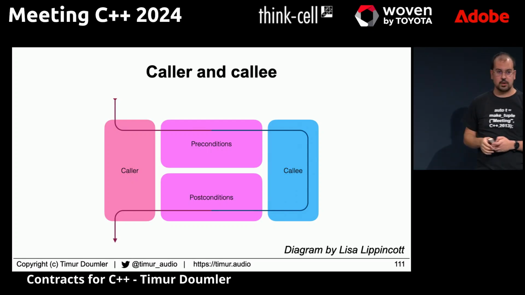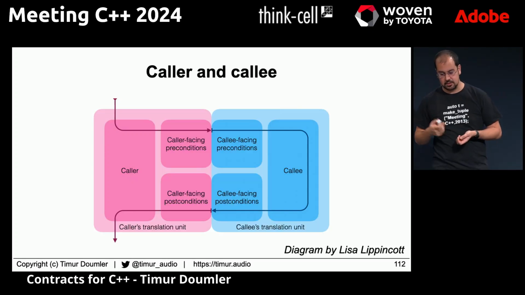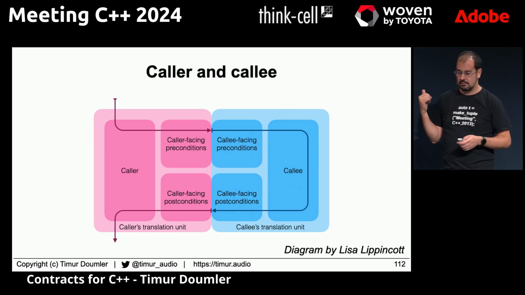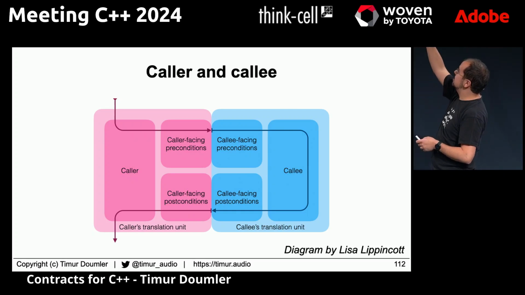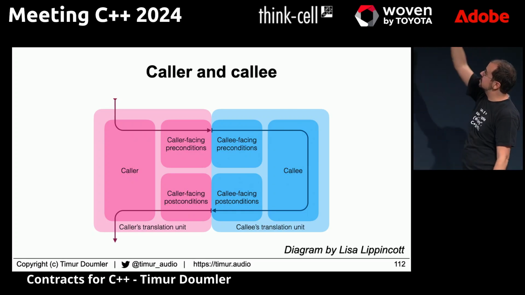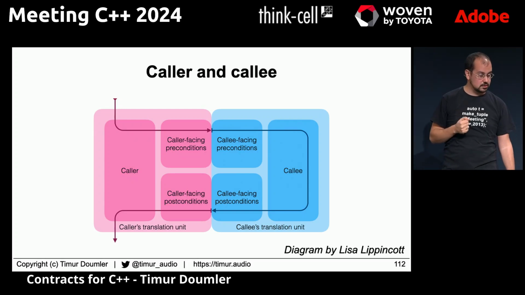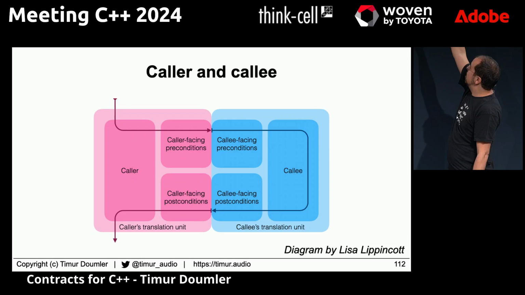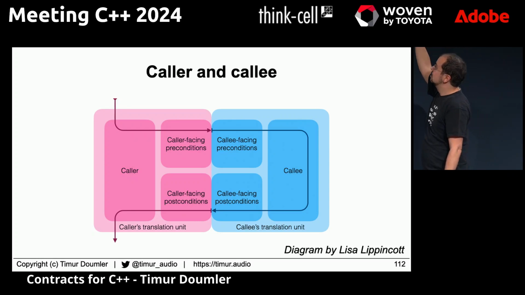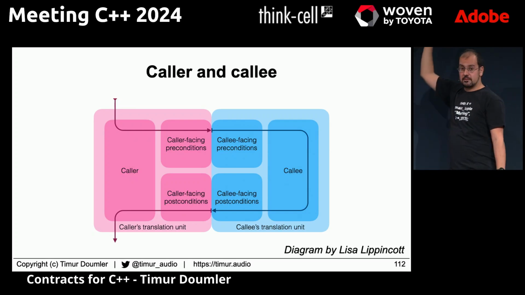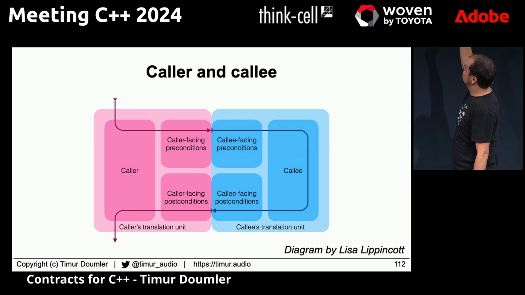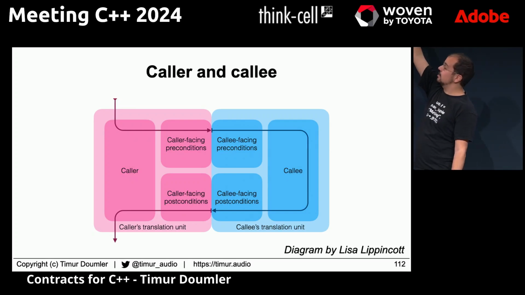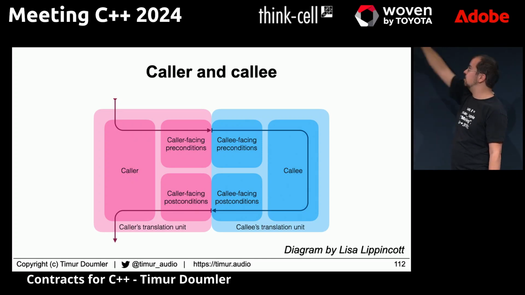Unfortunately, C++ doesn't work like this. C++ has translation units, so C++ works like this, right? These things might be in different translation units. So the caller and the callee might actually see different sets of preconditions and postconditions. And in particular, you might compile the right translation unit with checks on or with checks off. But if you compile it with checks off, you might still want to enable the checks on this side, because you still want to do the checks, and you don't want to recompile that thing.